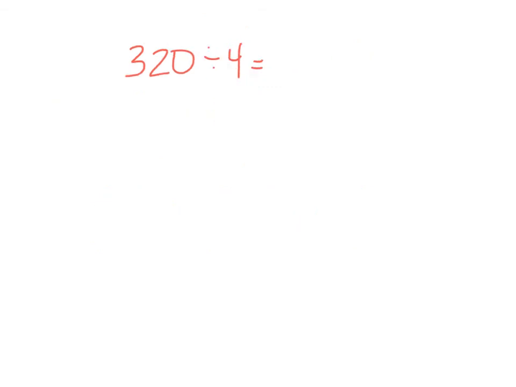Okay, I'm going to try it with 2 more. 320 divided by 4. The first way that you can do it is the shortcut. You can think 32 divided by 4. Well, that fast fact is 8. But it's 10 times that because 320 is 10 times bigger than 32. So my answer is 80.